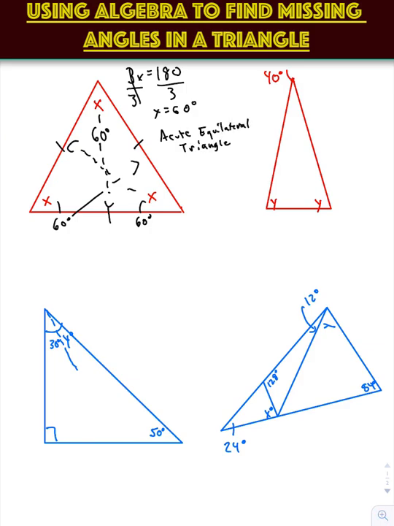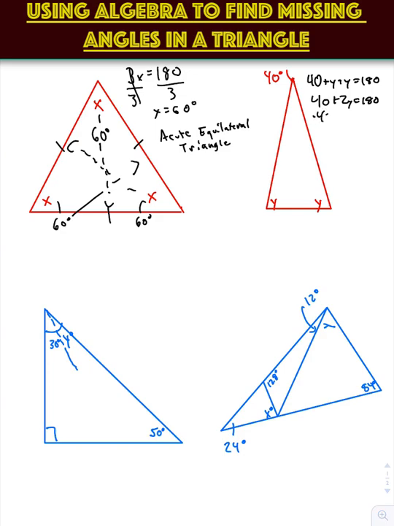Okay, for number 2, we have a 40-degree angle, then we have a y and a y, and the triangle still adds up to 180 degrees. So if we were to write this out, it'd be 40 plus y plus y equals 180, or 40 plus 2y equals 180 when I combine like terms.